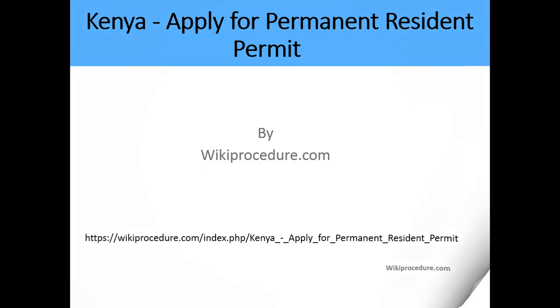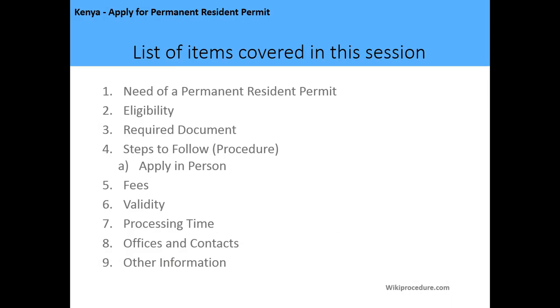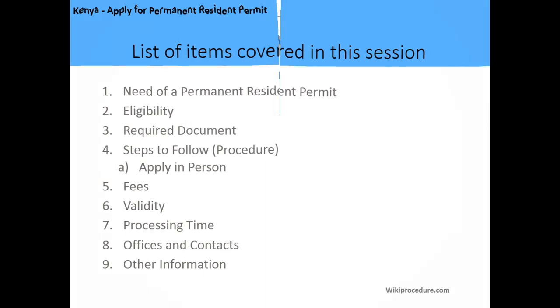The list of items which we're going to cover include the need of the permanent residency permit, the eligibility, the required documents, steps to follow in making the application, the fees, the validity period, processing time, offices, and other relevant information on how you can apply for a permanent residence permit.